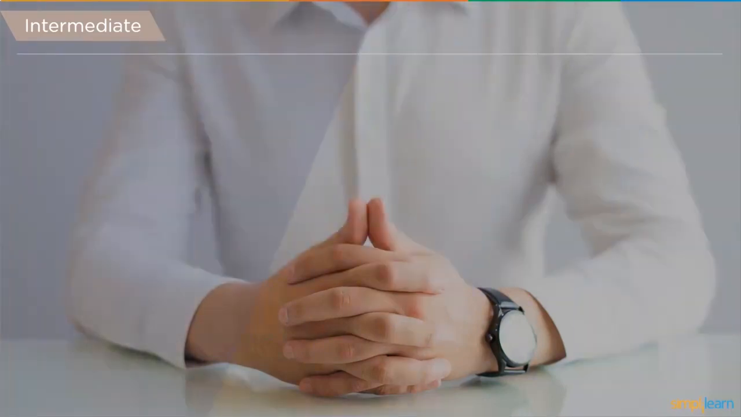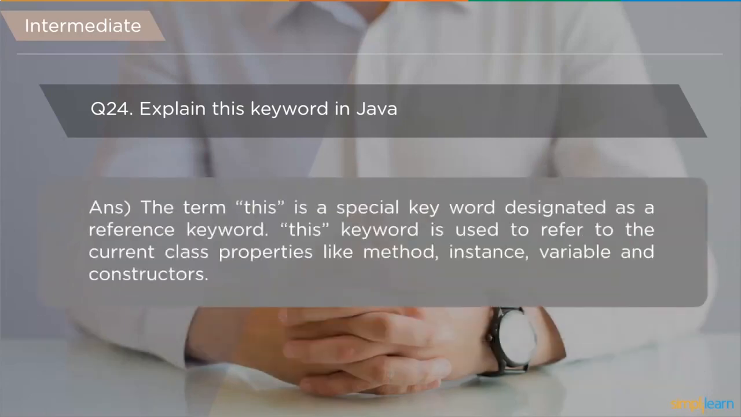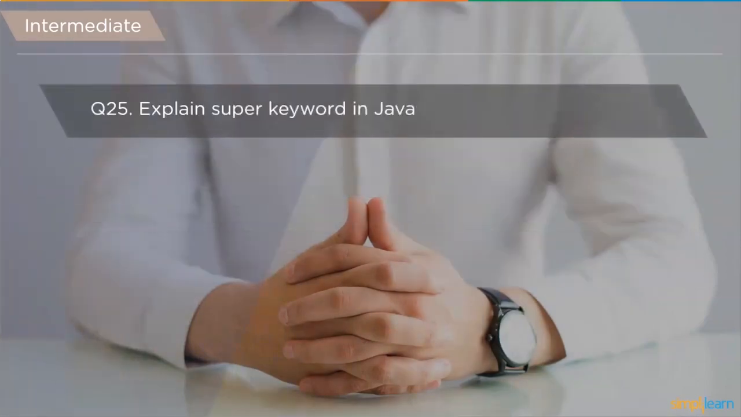The next question is: explain the this keyword in Java. In Java, we do have a keyword which is called this. What does the keyword this mean in Java is the question. The term this is a special keyword designated as a reference variable. The this keyword is used to refer to the current class properties like data manipulating method, instance, data member and constructors.